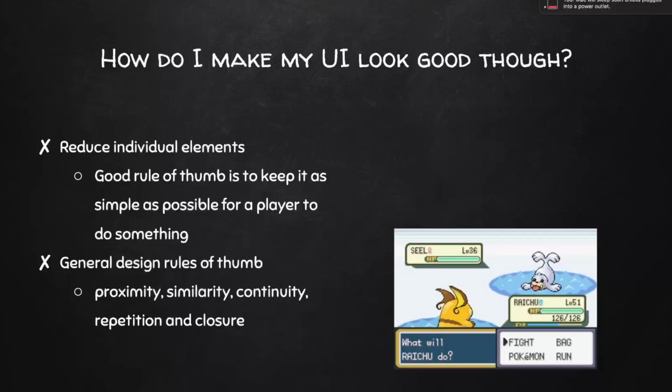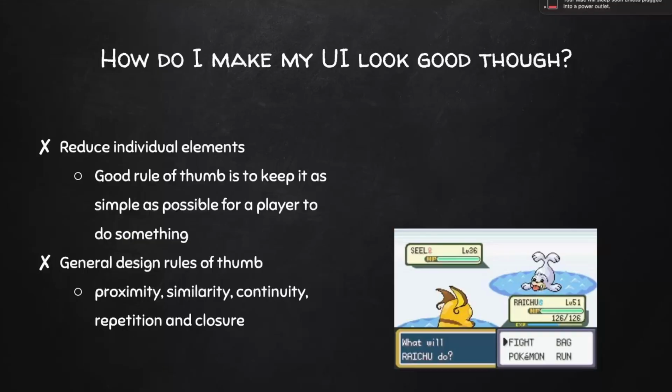So the main thing of how to make your UI look good is trying to reduce individual elements. You want to try that because a lot of games, depending on what you're playing, generally have a lot going on. Even as a new player, Pokemon has so many different mechanics, despite being a very simple game. You want to try to keep things simple. I think Pokemon does a good job of this.